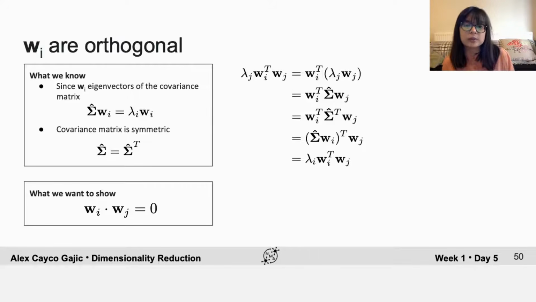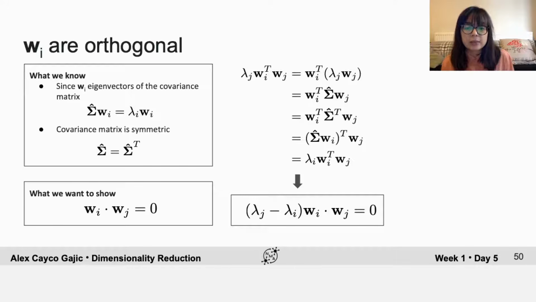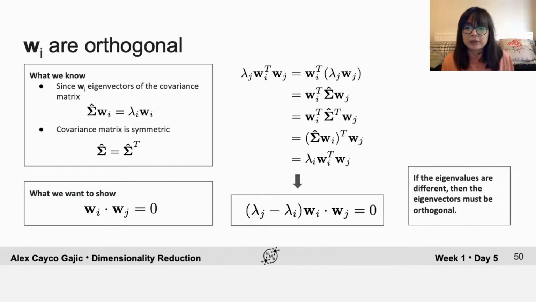Wi transpose Wj. So we have lambda j times the dot product is equal to lambda i times the dot product. And if we move this all to one side, that becomes (lambda i minus lambda j) times Wi dot Wj is equal to 0. So that means one of these two factors in this product has to be 0. So either lambda i is equal to lambda j or Wi and Wj are orthogonal. So this shows that if the eigenvalues are different, then the eigenvectors must be orthogonal to each other.